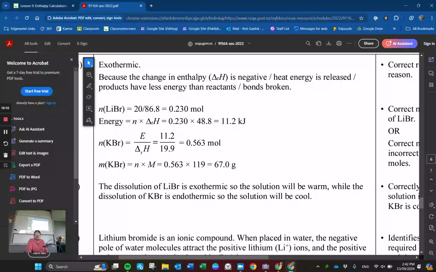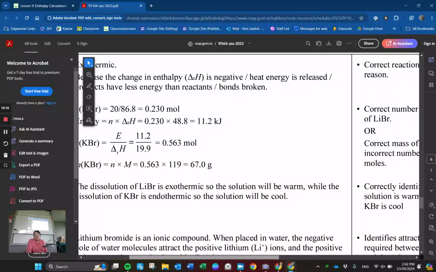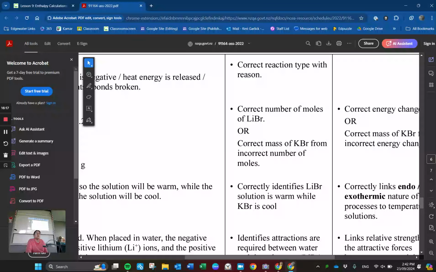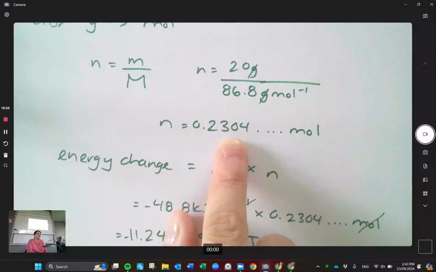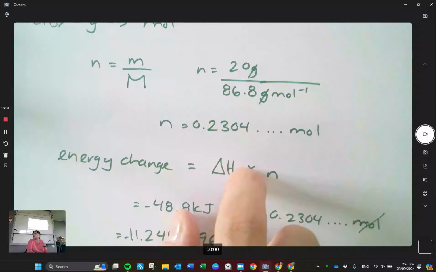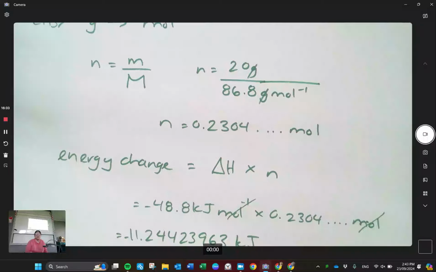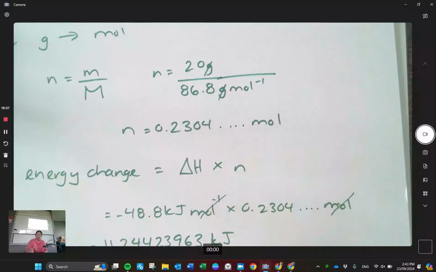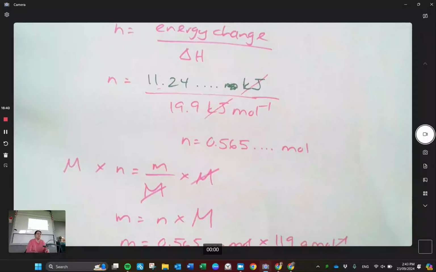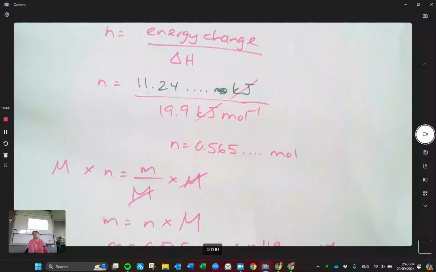So that's the same process. I got the same answer, I just rounded differently. They rounded early. I didn't. Anyway, the correct number of moles for the lithium bromide, or the correct mass of potassium bromide from incorrect moles. So basically, this first step here, this calculation, was achieved. So if you just did that first step, you got an achieved point. The other thing they were saying is achieved is you did all this working, but you made a mistake here, and then it's affected your answer down here. So it's really important that you show your work, because if you don't show your work, then we can't give you partial credit.